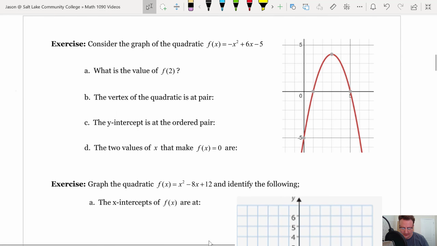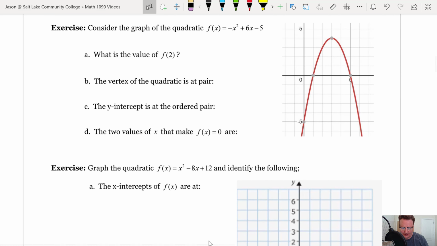Let's move on to the first exercise. Consider the graph of the quadratic f of x equals negative x squared plus 6x minus 5. Okay, so this is just a little warm-up exercise to get us used to some of the terminology associated with quadratic functions and functions in general. So what is the value of f of 2, or f evaluated at 2?